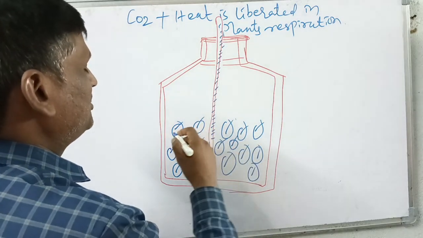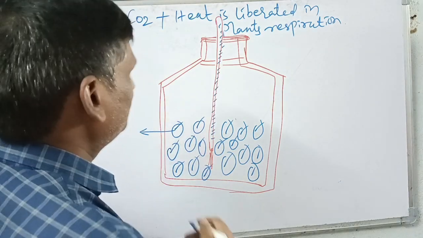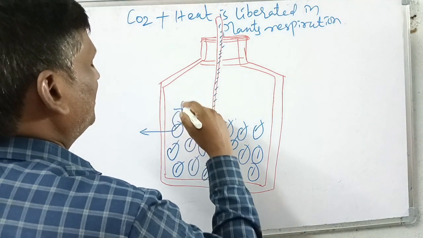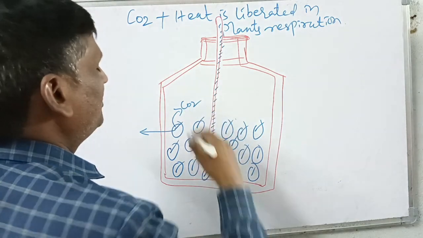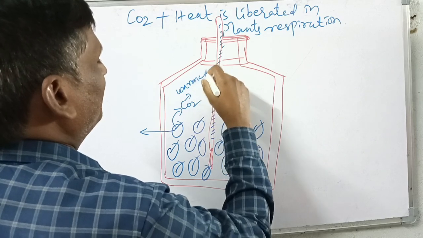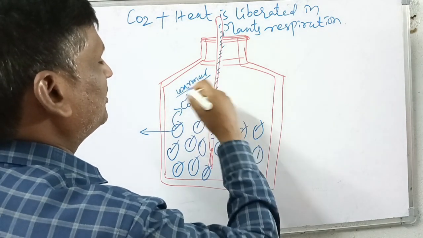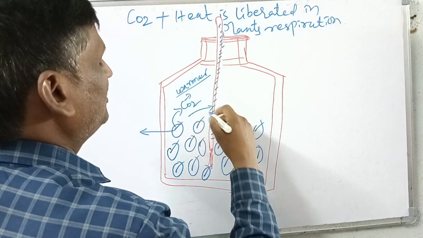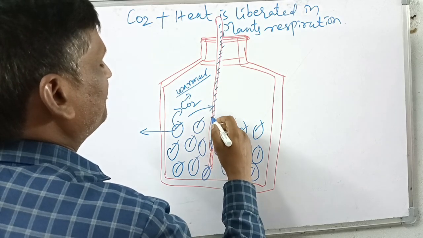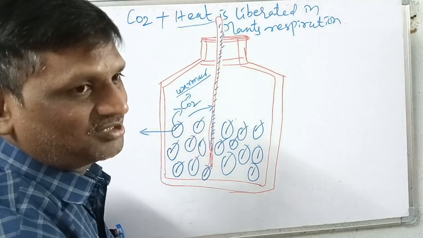So in this process, germinating seeds participate in cellular respiration, and they produce carbon dioxide. Generally, carbon dioxide is warmer in nature; wherever it is produced, it is warmer. So the warmth is applied on the thermometer, and the reading increases. In this way we can say heat is liberated from the plant's respiration.